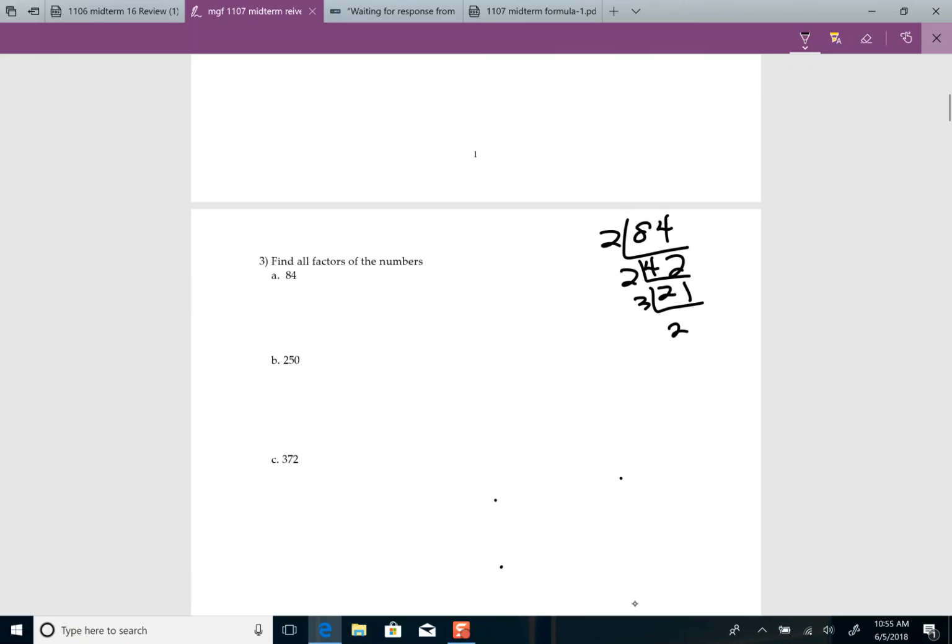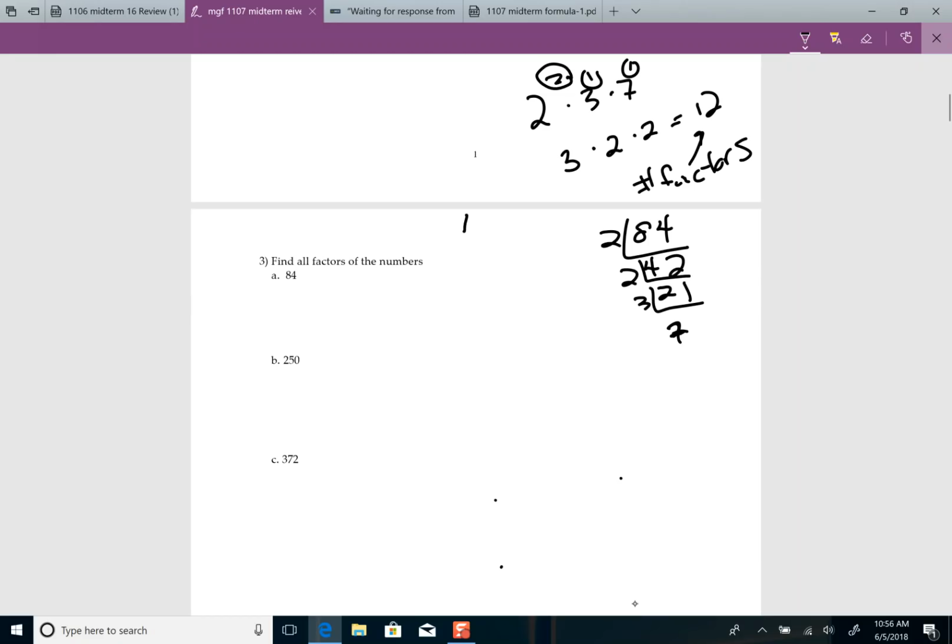So this says, and I'm going to write up here because I know I'm going to run out of room. Oops, that's supposed to be a 7. Sorry about that. I have 2 squared times 3 times 7. What I'm going to do is take each of the exponents and add 1. So 2 plus 1 is 3, 1 plus 1 is 2, 1 plus 1 is 2. And I'm going to multiply 3 times 2 times 2, which is 12. This is the number of factors of 84. So when I write them out, I know I'm looking for 12. When I get 12 factors, then I'm done.